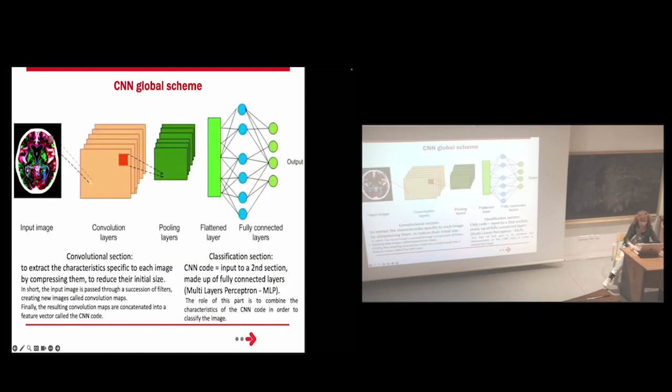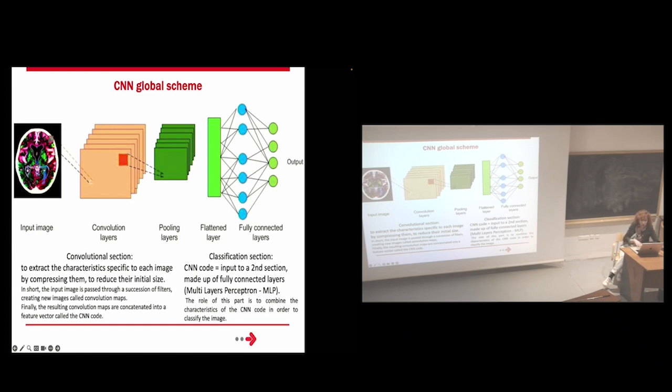We can have a quick look at the global scheme of a convolutional neural network. So you have the first part, which is the convolutional section, and then the second part, which is the classical classification section. The role of the first layer, the convolution layer, is to analyze input images and to detect the presence of a set of features. And so the output of this convolution layer is a set of feature maps.